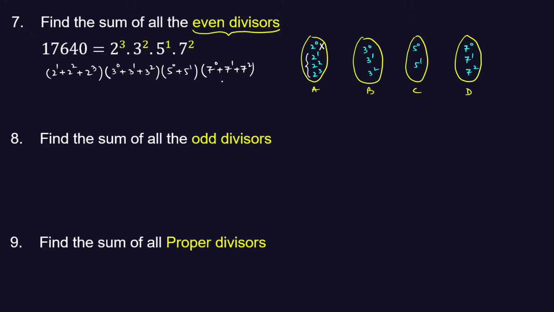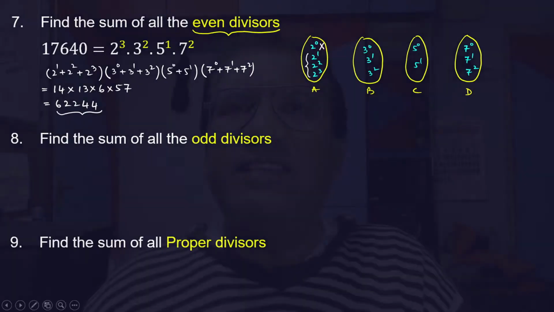So the sum of all the even divisors will be, from here we will get 2 plus 4 plus 8 is 14, into 13, into 6, into 57. Am I correct? So the answer is coming to 62244. Okay? So this is the sum of the even divisors.